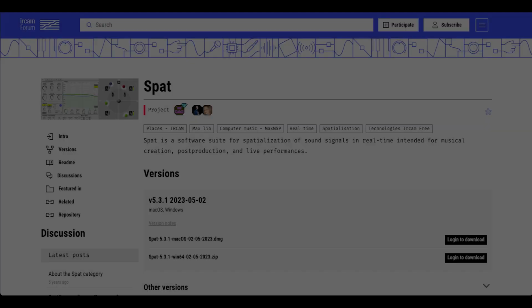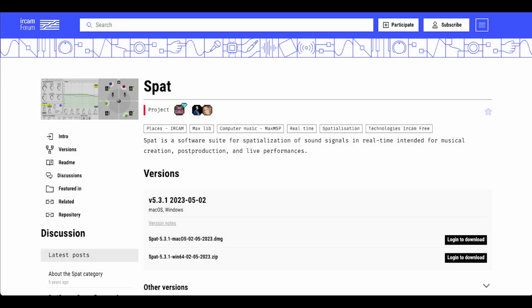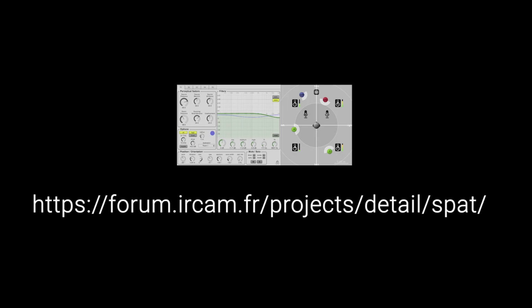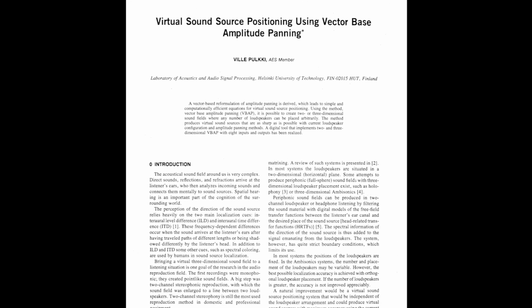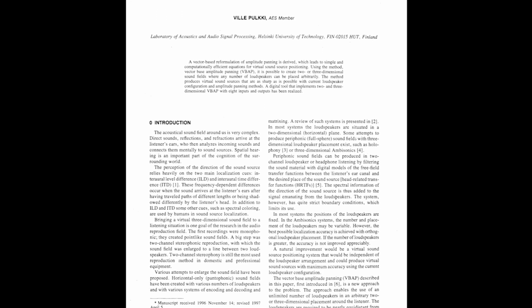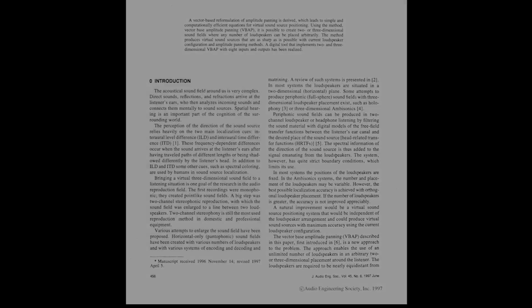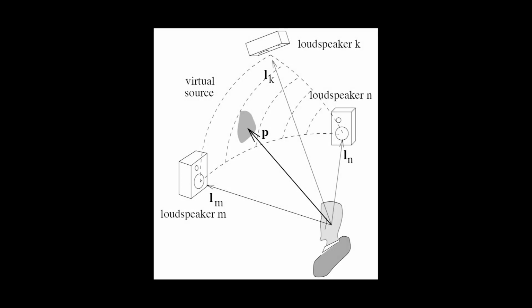Compatibility and codification. The spatialization engine of SpaCO is IRCAM's SPAT. You can find more about it on this website. Notice that SpaCO uses the spatialization technique known as vector-based amplitude panning, also known as VBAP, a computationally efficient set of equations for virtual sound source positioning.